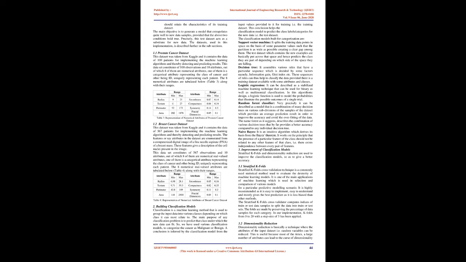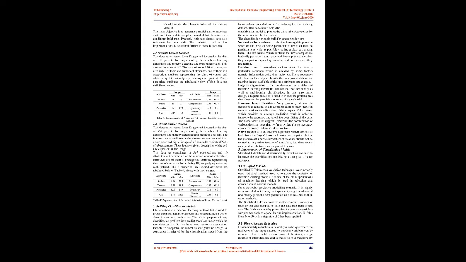The classification models built for categorization are support vector machine. It splits the training data points in space on the basis of some parameter values such that the partition is as wide as possible, creating a clear gap among them. The test dataset, which contains the new examples, are basically put across that space and hence predicts the class they are part of depending on which side of the space they are falling.